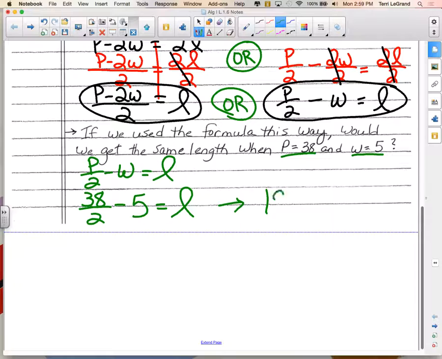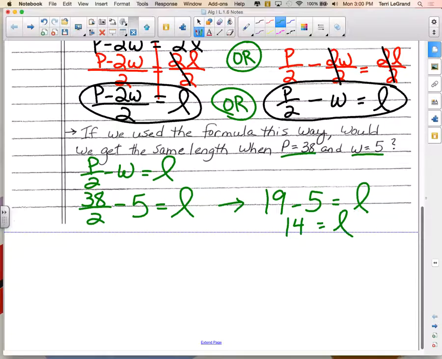19 take away 5 equals L. What's 19 take away 5? 14. So notice we have the same thing for L. But we were just using the equation, our little literal equation, our formula, renamed with L, with it being solved for L rather than for P.